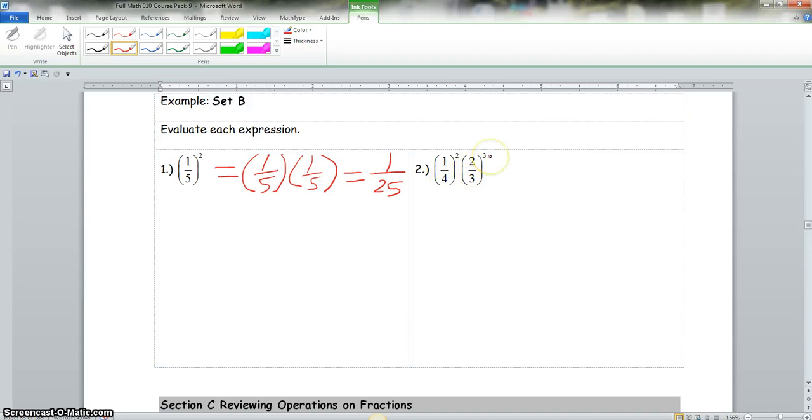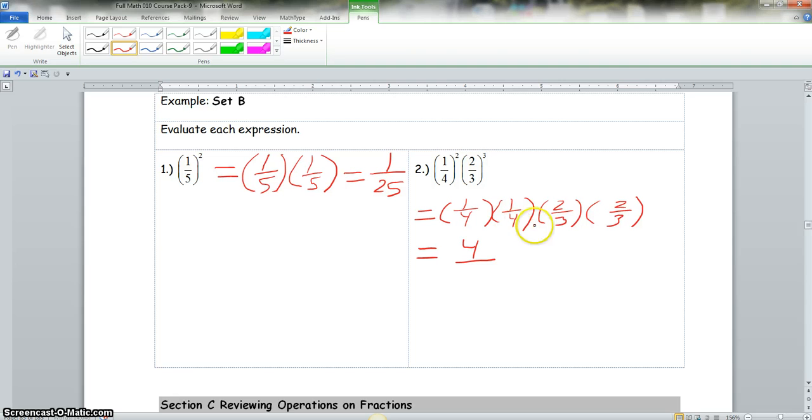Now we go to problem number 2 here. Now if you notice, we had 2 parentheses that are taken to an exponent. So the first thing we do is we would take this 1/4 in parentheses times itself, and then we'll take this 2/3 in parentheses times itself. Now once we convert these exponents so that they would be multiplication, we can just multiply straight across. 1 times 1 is 1, times 2 is 2, times 2 is 4.